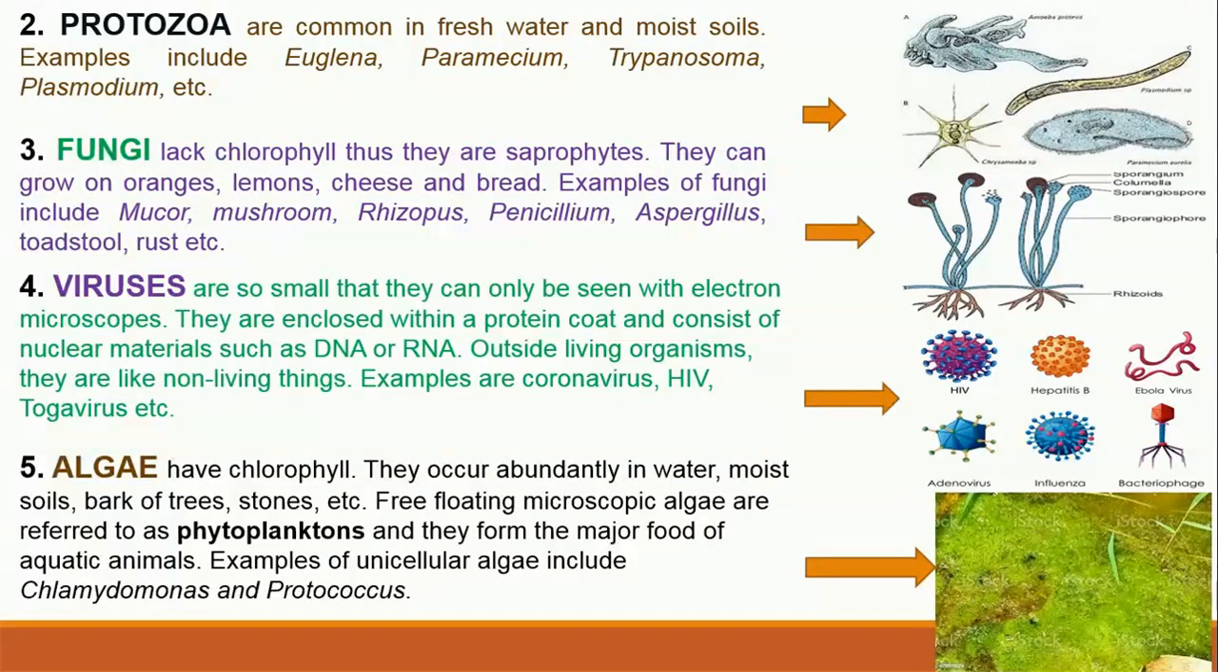Now, number 5, algae is another form of microorganism. Algae have chlorophyll, so that means they are green in color. They can carry out photosynthesis. They can manufacture their food by themselves. They occur abundantly in water, moist soil, barks of trees, stones, etc. Free floating microscopic algae are referred to as phytoplankton, and they form the major food of aquatic animals. Examples of unicellular algae include chlamydomonas, protococcus, and so on.